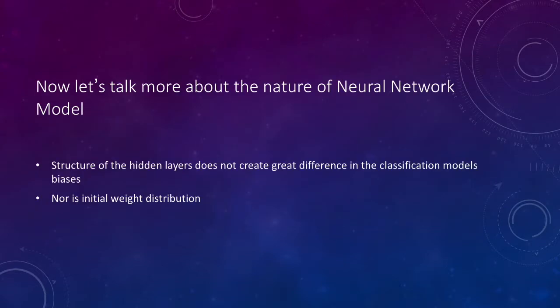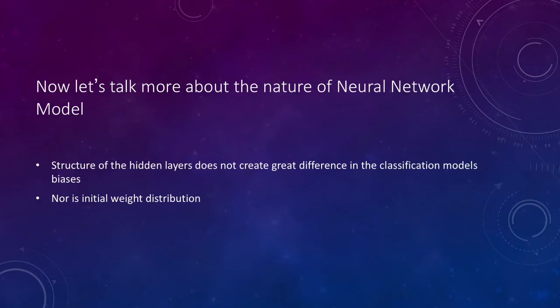This really made me think about the nature of neural networks. It seems like no matter how I create the neural network models, no matter how I change the hidden layers, the number of layers, and even the initial weight distribution, it doesn't seem to make the model different. It seems like the neural networks always converge to this one classifier.